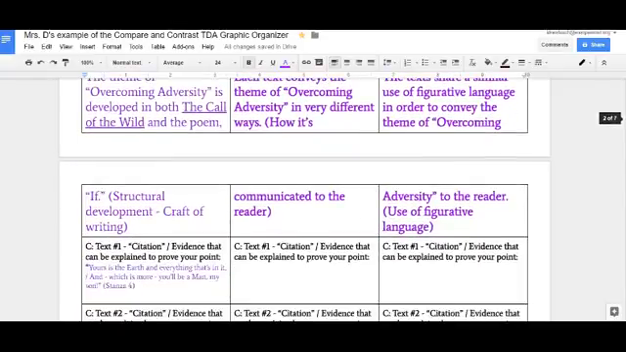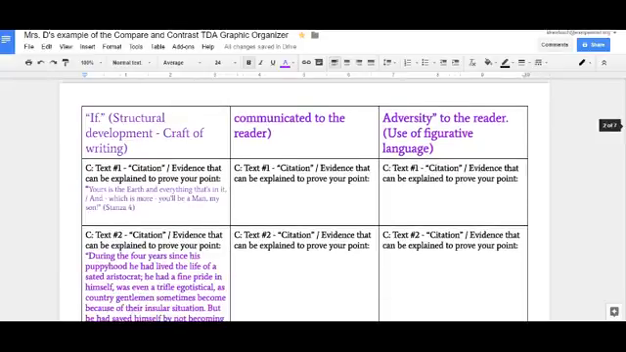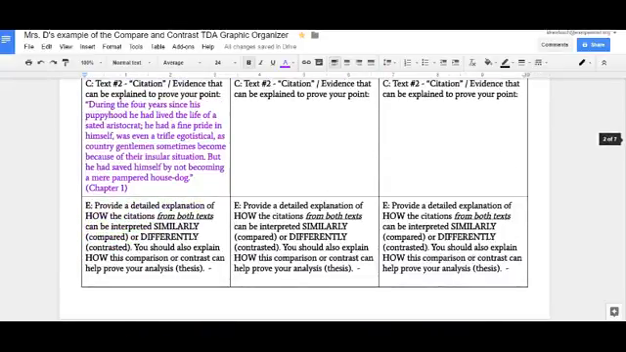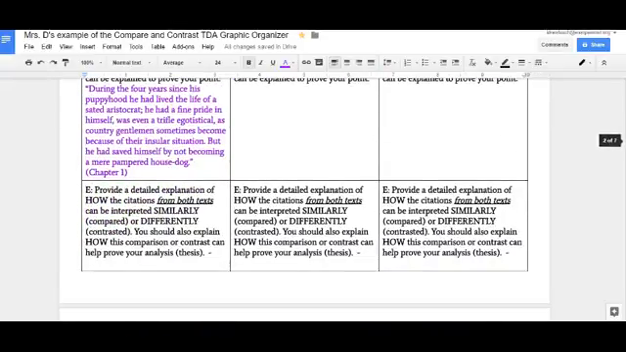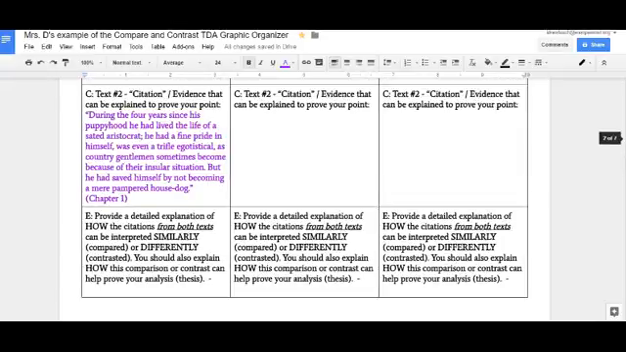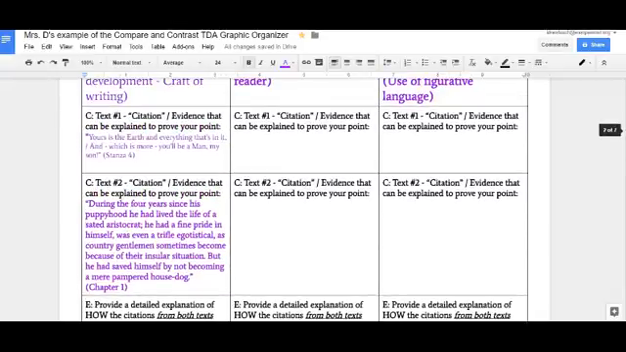A, C, C, E. That's different from the last graphic organizer that you had. There's 2 C's. Why? Because you're supposed to be comparing and contrasting, so you need to point out specifically where or what in each text you plan to compare and or contrast.